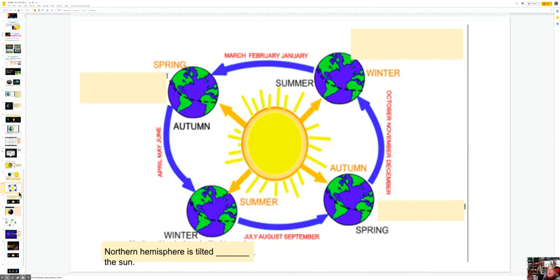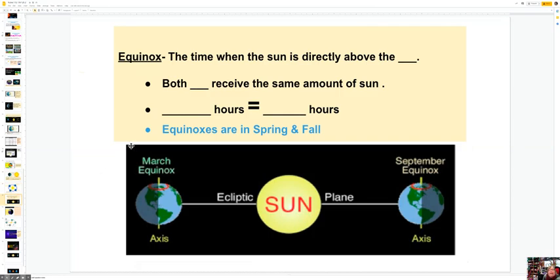Now, kids, the next slide. The equinox, honey, come back in a little bit. Give me 5 minutes.